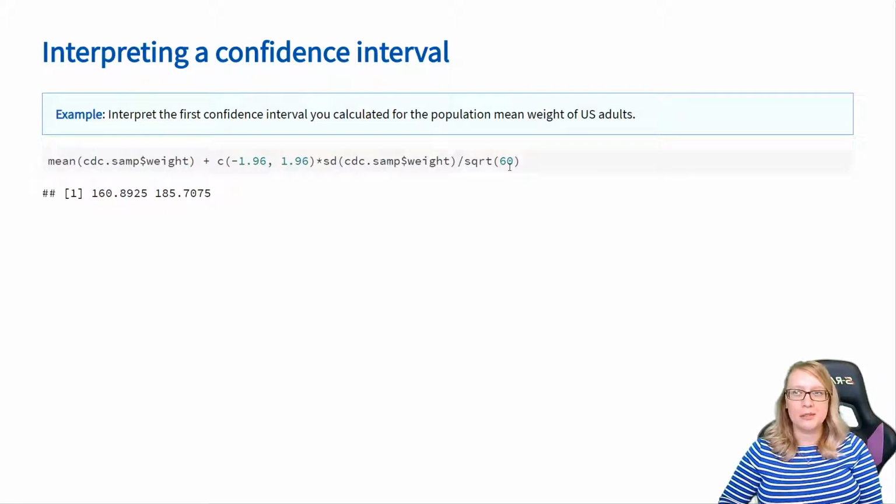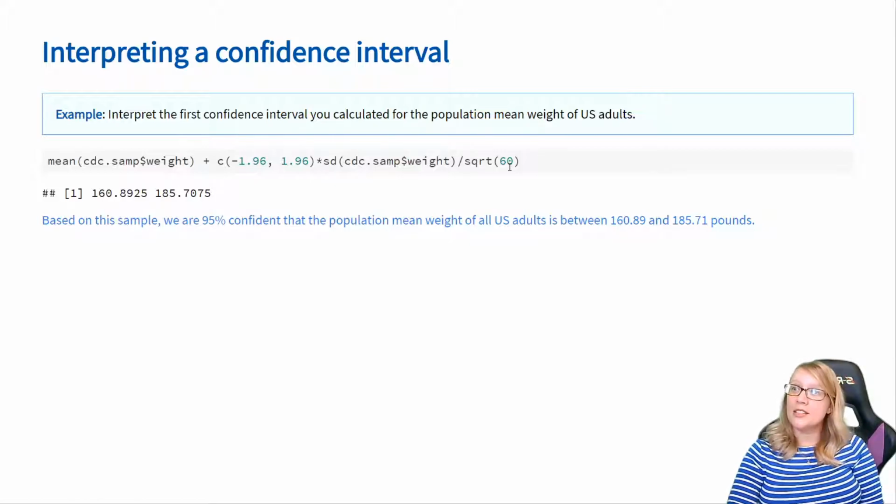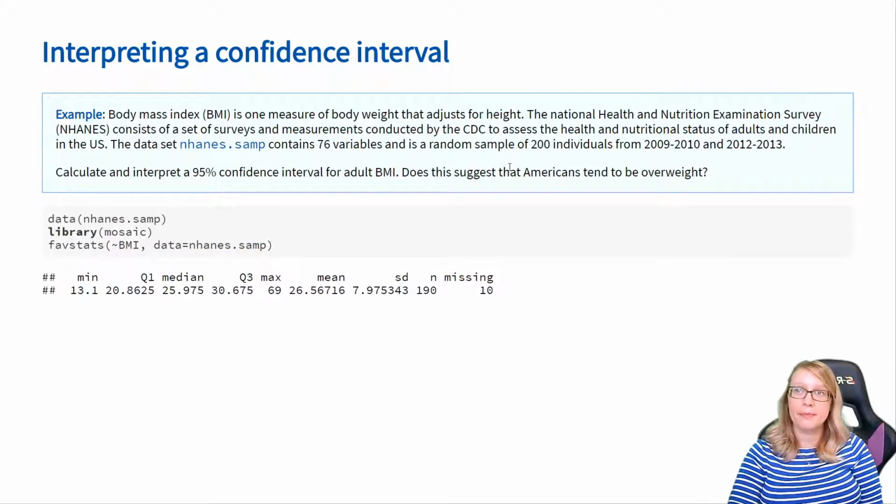these two values. So let's interpret the interval that we've already calculated for the population mean weight of adults. So here's our range. We might say something like this: based on our sample, we are 95% confident that the population mean weight of all adults is between 160.89 and 185.71 pounds.